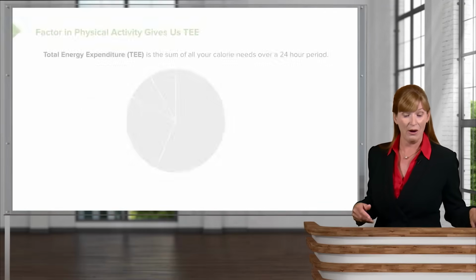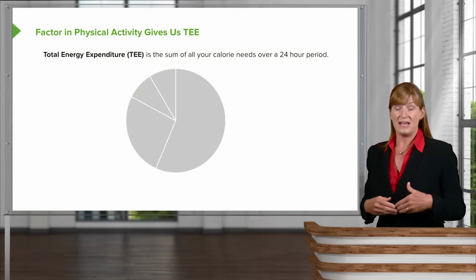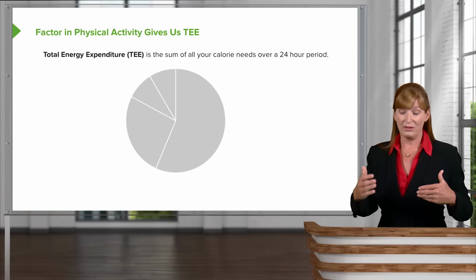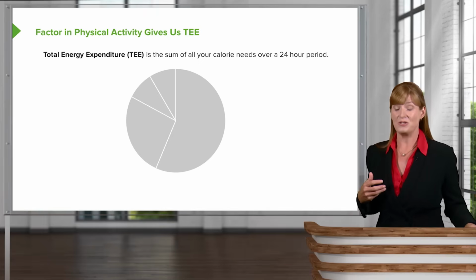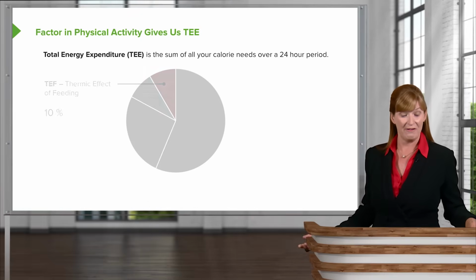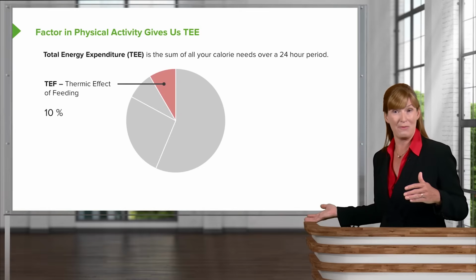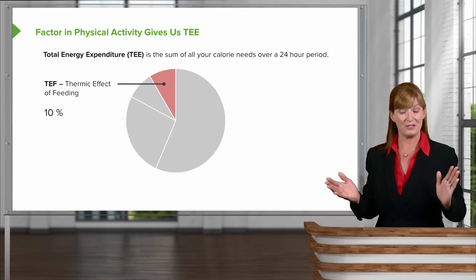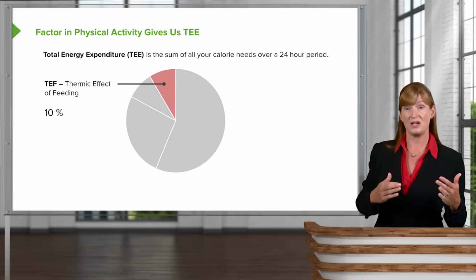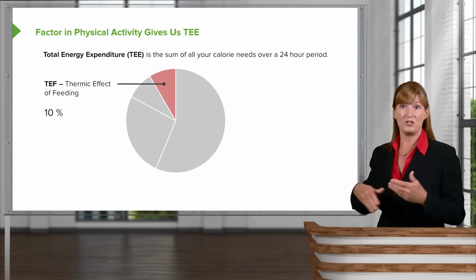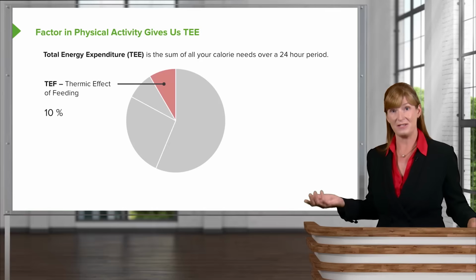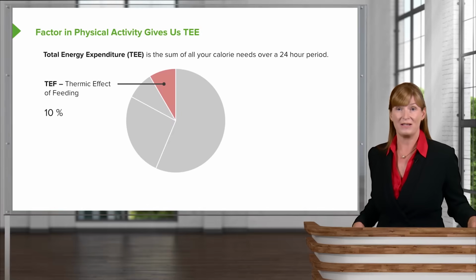Now, total energy expenditure is the energy we use beyond our basal metabolic requirements, plus all the other things that we do in a day. So all our caloric needs over a 24-hour period. First of all, you probably realize, but maybe haven't thought about it in the total energy expenditure realm, that when we consume food, it actually costs us calories to consume and digest that food. So that is the thermic effect of feeding, and that's about 10% of our total energy expenditure in a day.